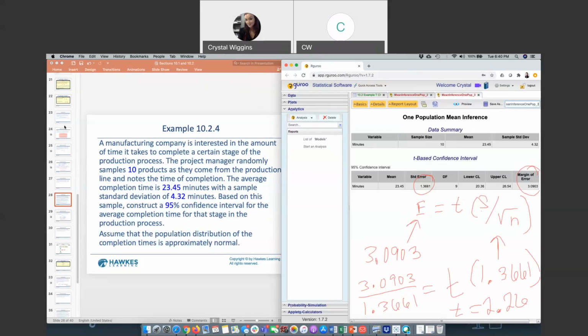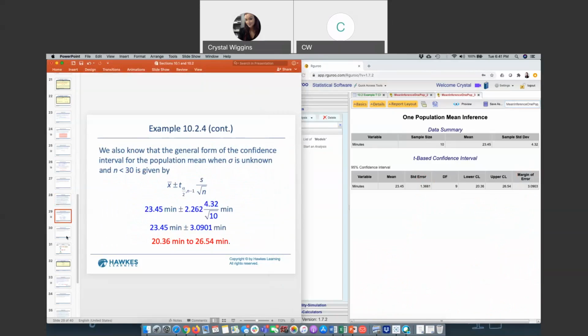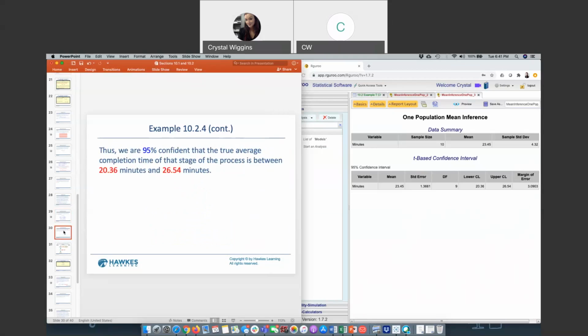Okay, again, I've left these in the PowerPoint for you to take a look at how the formula was produced. And there you go. There's that critical value, 2.26, which we calculated. Thus, we are 95% confident that the true average completion time of that stage of the process is between the lower and upper limit we've calculated.